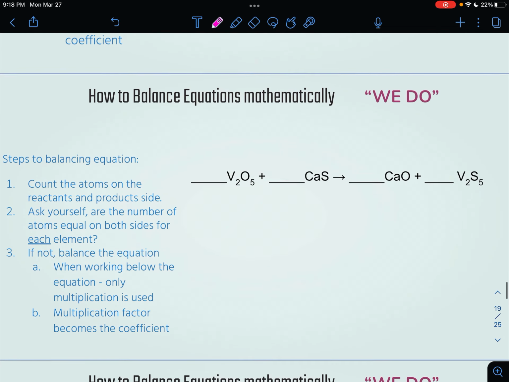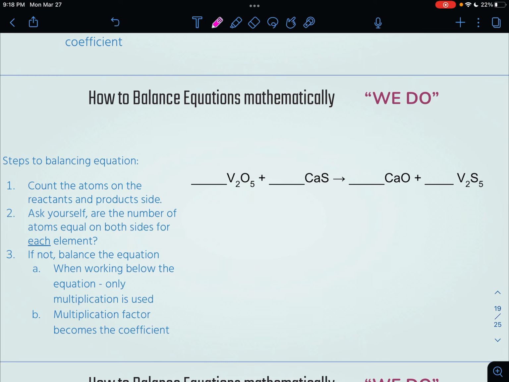Okay, let's look at the next one. I'm going to give you a chance to count out your elements. Now you can check how you did. So 2, 5, 1, and 1.